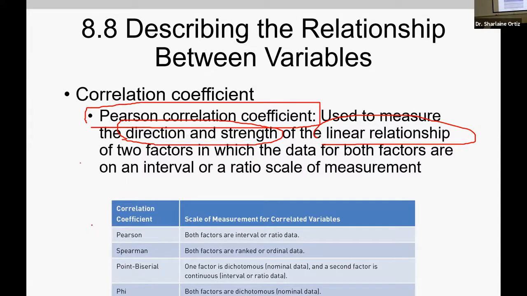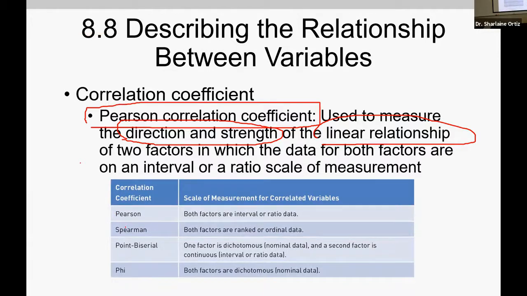If you look at the bottom of your screen, you'll see, for example, that we have Pearson's, so we are referring to interval or ratio data. Sometimes we will have to conduct a Spearman correlational coefficient. That is simply when we are looking into ranked or ordinal data. So we can't always use Pearson. We can use Spearman whenever we're looking at ordinal data. We can also make use of point biserial. And in this case, we have dichotomous nominal data.